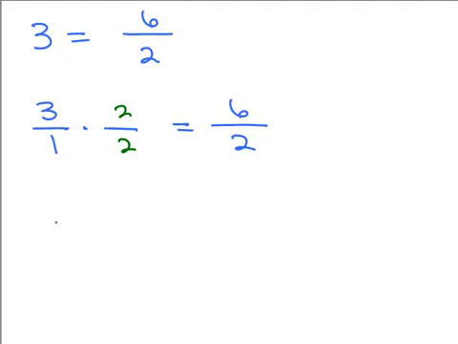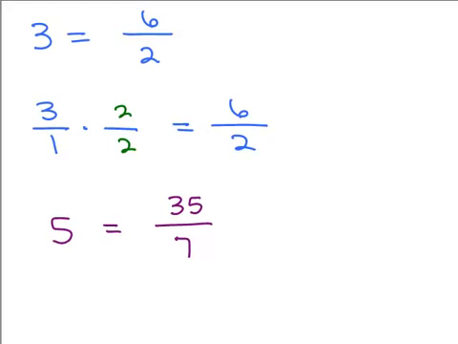Let's do another one. How about 5? See, can you do this one? What would go in the numerator if I wanted to have, let's say, a 7 in the denominator? Well, 7 times 5. Does that make sense? Is 5 the same thing as 35 divided by 7? Yes.